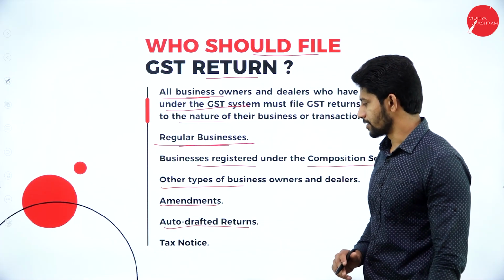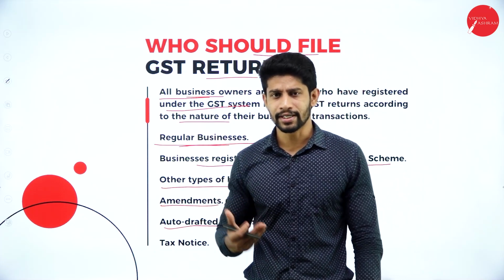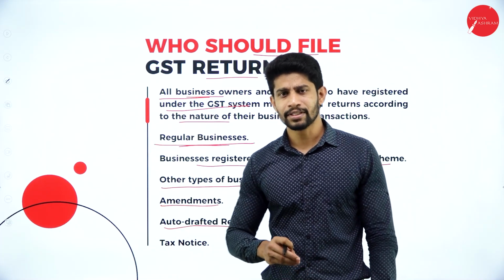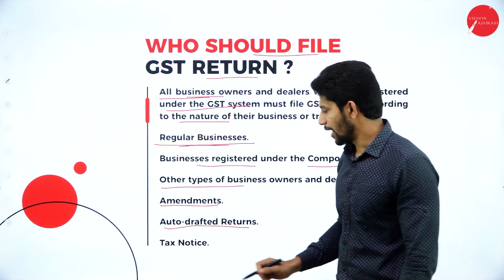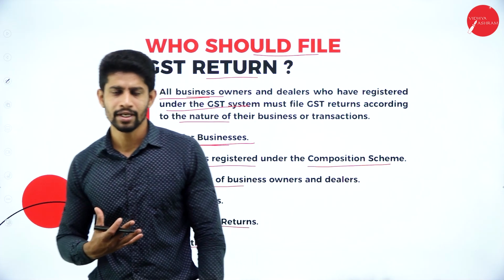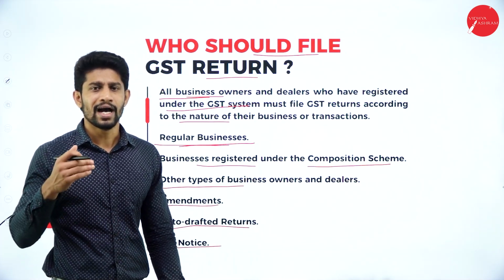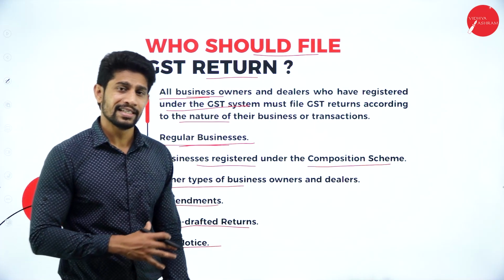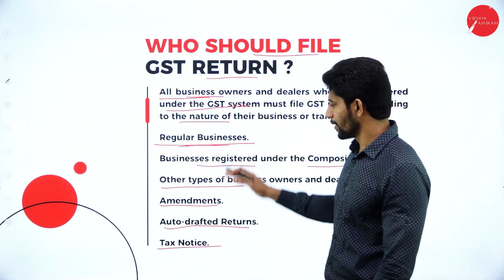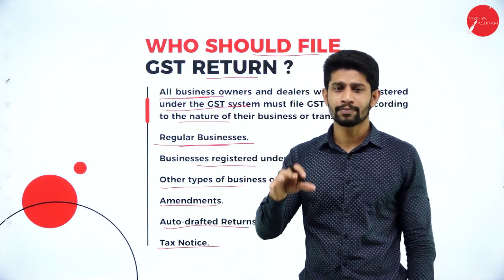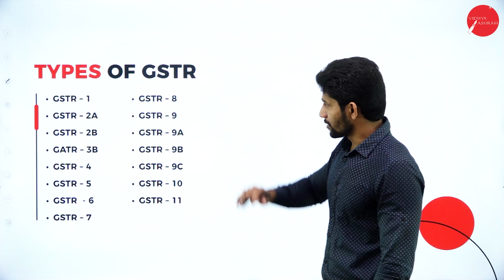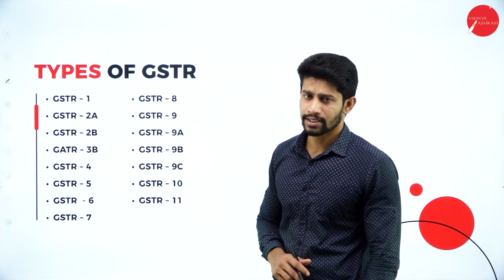Next, auto drafted returns. That means some auto drafted returns will be generated based on what type of business you are doing. Those GST returns are also supposed to be submitted by the business entity to the government. And tax notice. If you get a notice from the GST authority that you are supposed to file GSTR return, at that time also you are supposed to pay the GST and file the GSTR return with the GST authority. So these types of business entities are supposed to file the GSTR return with the GST authority.